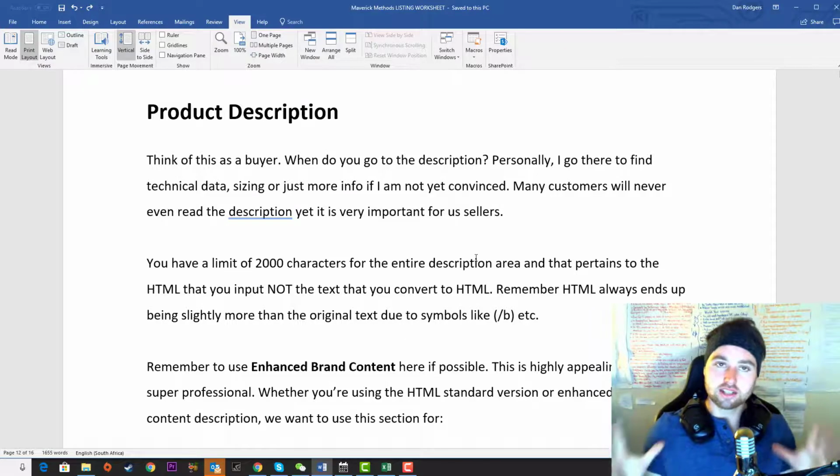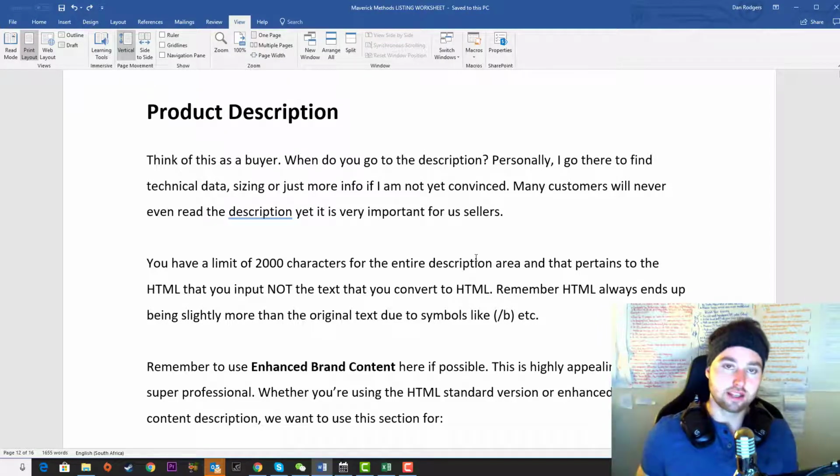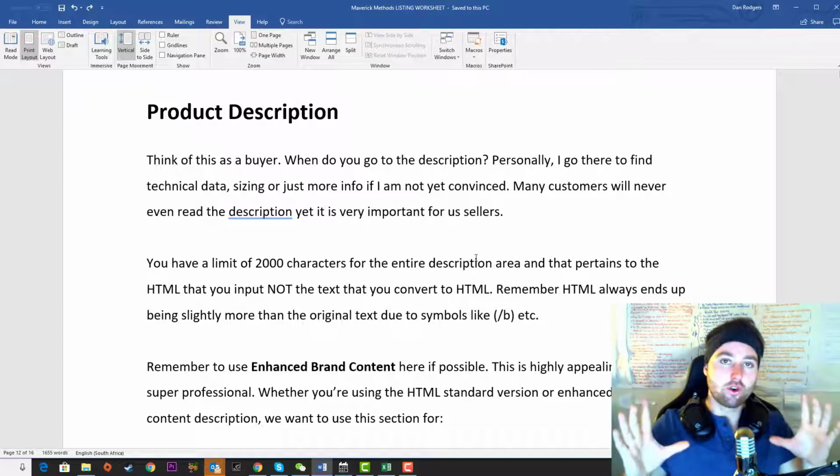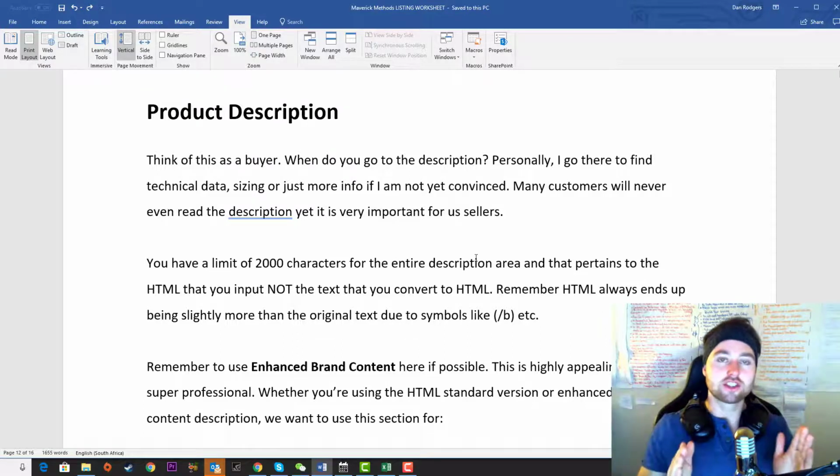So with the product description, this is going to be used as a seller. You're going to use this for keywords. Make sure you use this. Don't leave it blank. Use it to its fullest to get all your keywords on the listing and also provide additional value. Now remember, with the product description, you have a maximum of 2,000 characters, and that relates to the HTML format of your description, not the text description before HTML. It's with the HTML, a max of 2,000 characters.